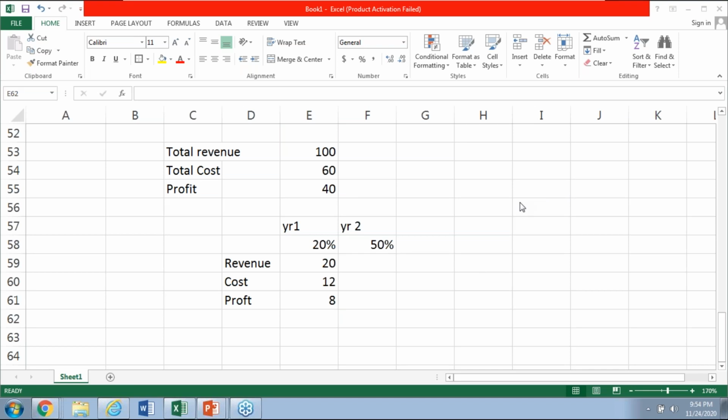Is it clear? Now, based on the information you have been provided, calculate the revenue, cost of sales, and the profit for the second year. From this scenario, calculate the revenue, cost of sales, and the profit for the second year. I'm just repeating the point.